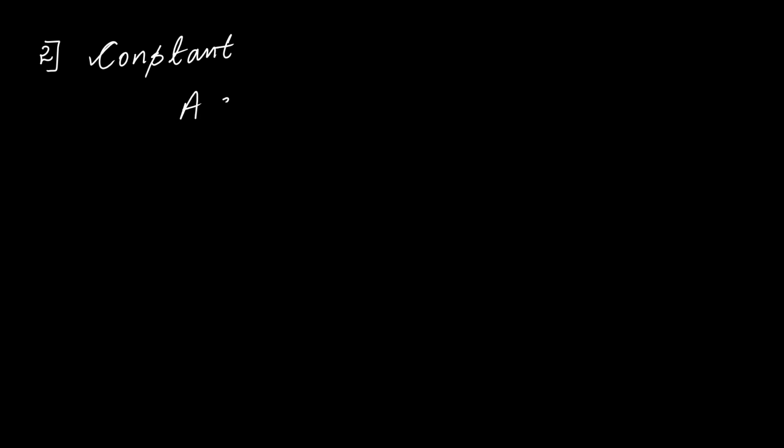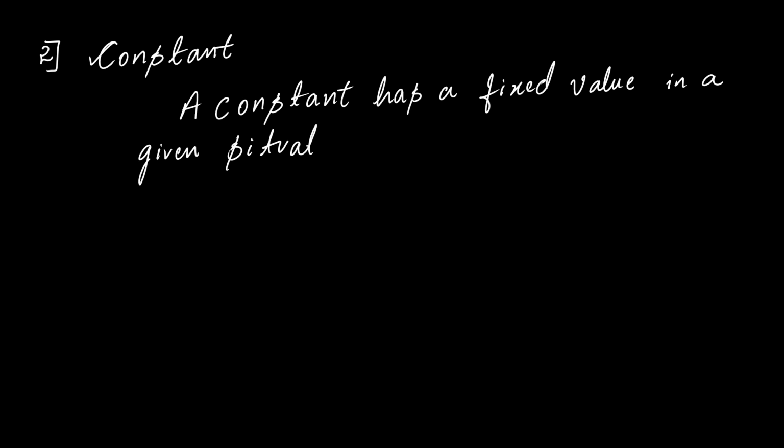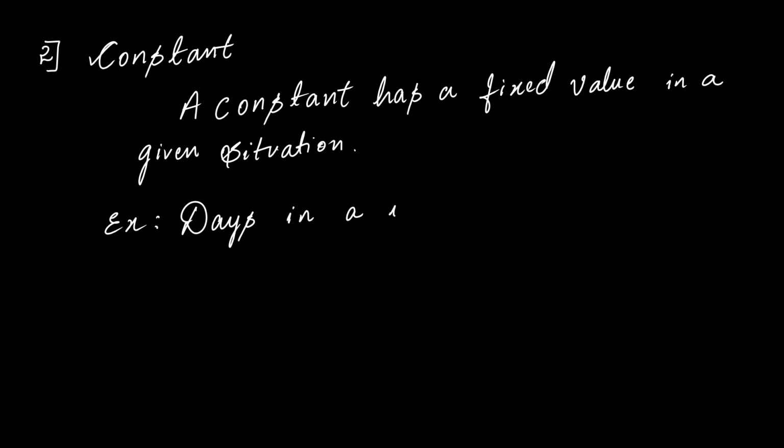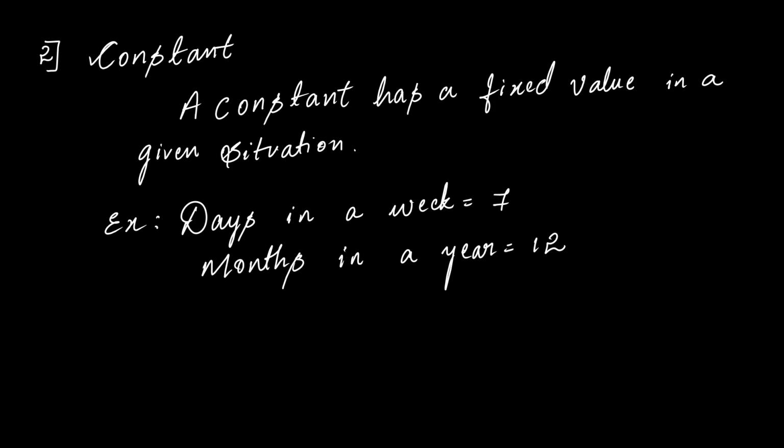Now, the next topic is constant. A constant is something whose value does not change. For example, in a week we have 7 days. It won't change. It will always be 7. It doesn't move to 8 or 10. So it is a constant. And if you take months in a year, it will always be 12. It won't be 14 or 15. Months is 12. So here the number is constant.